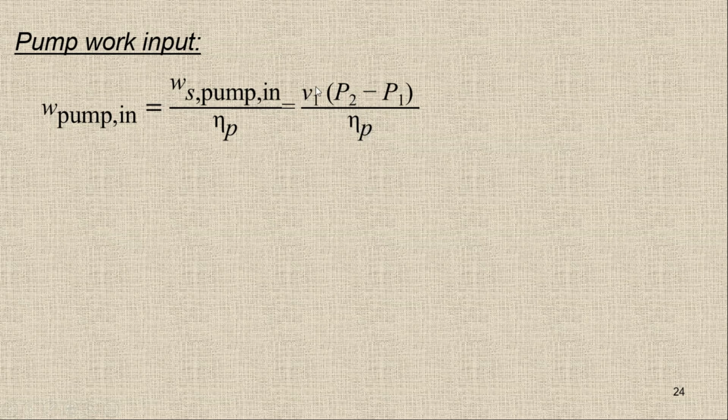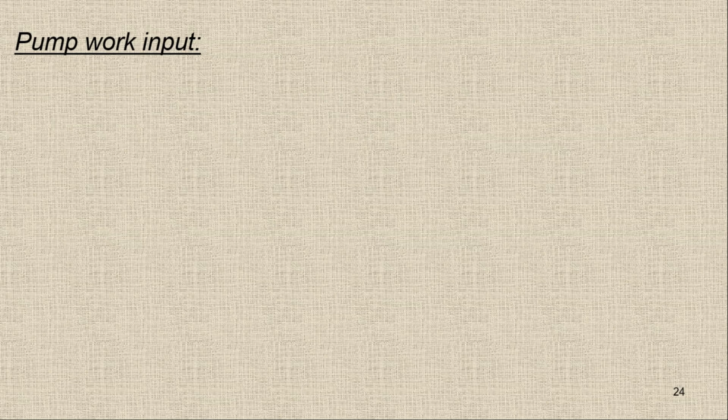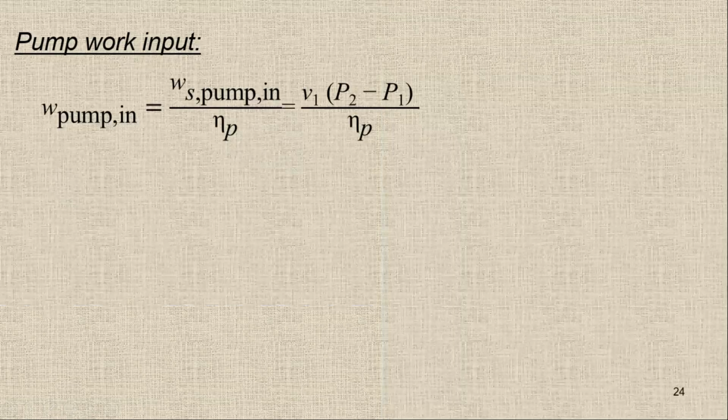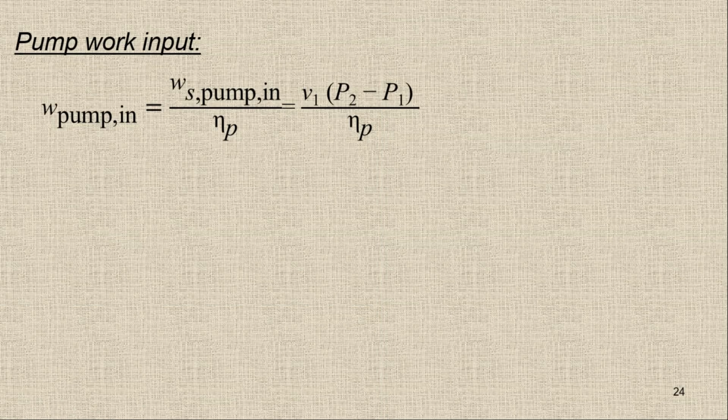So here I am going to check the value of V1 from the given condition. What is the given condition? 9 kilopascal and 38 degrees Celsius. Now we have to find the value of V1, and P2 minus P1 are already given.